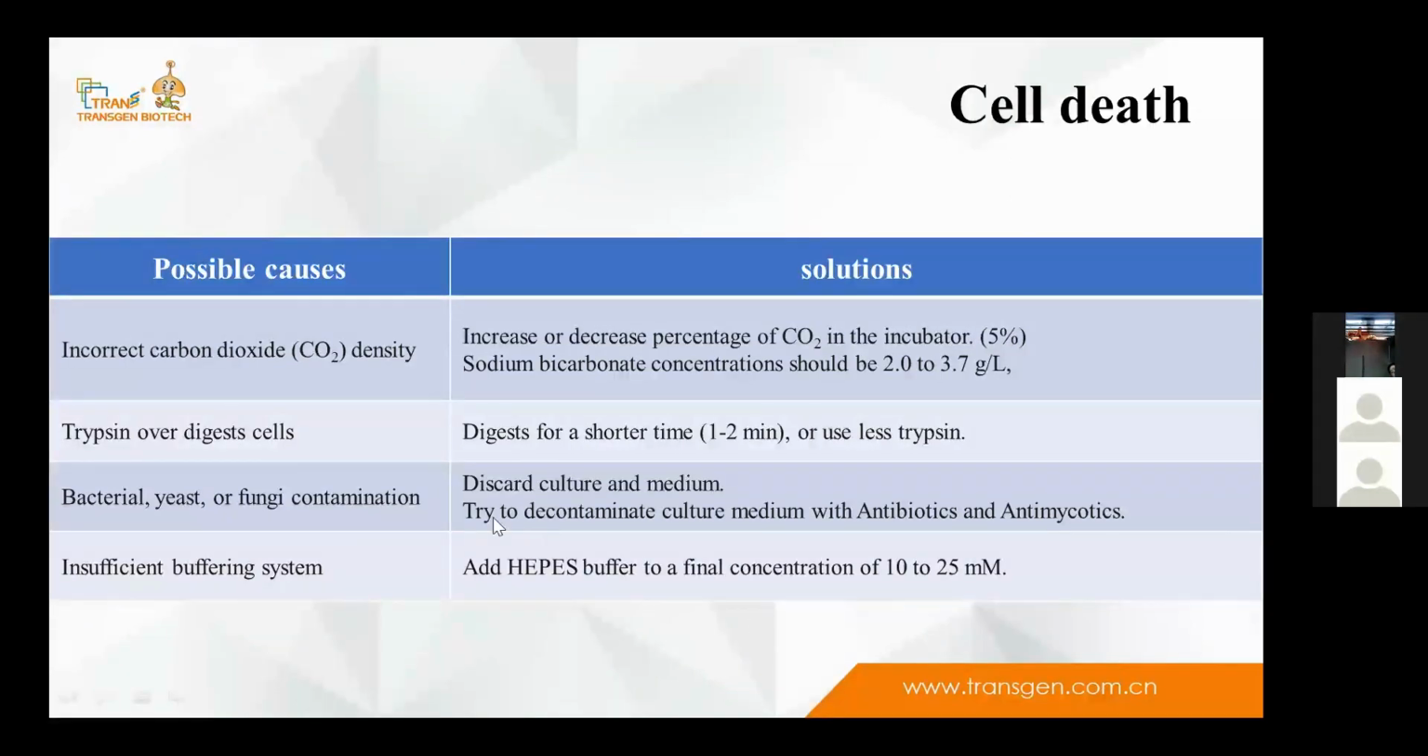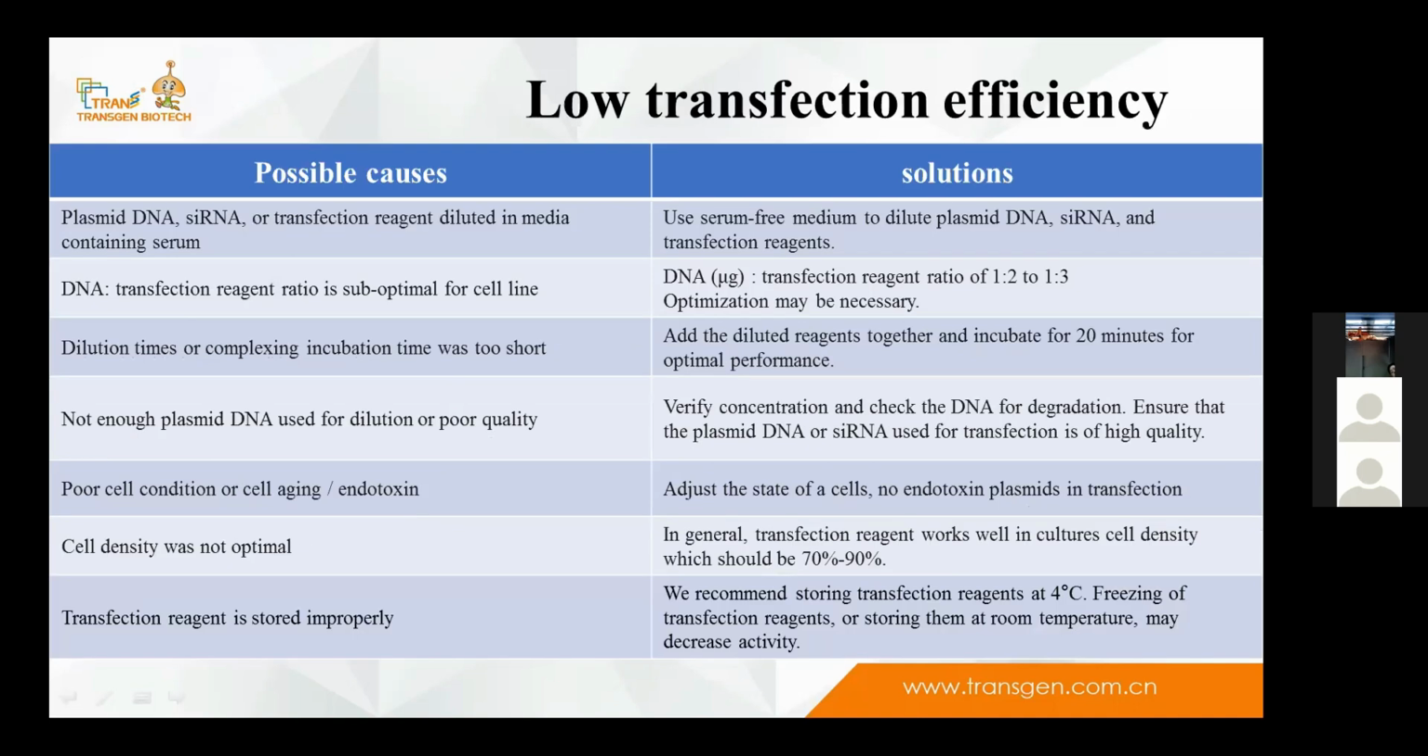And the other part is low transfection efficiency. In this case, one possible cause is that the dilution ratio of plasmid DNA, siRNA, and transfection reagent in the media is different. So maybe you can optimize the DNA to transfection reagent ratio to 1:2 and 1:3. And then maybe we have to focus on the dilution times or complex incubation time. Maybe this time is too short.